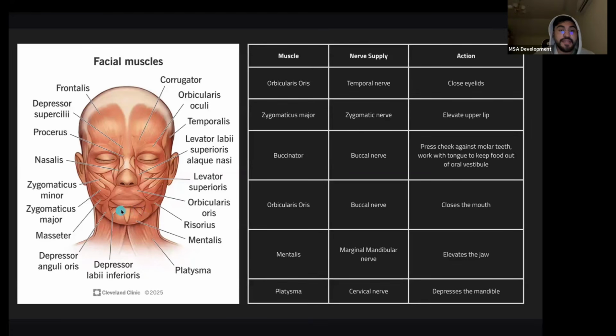All right. And then you have the platysma. Look at this muscle, platysma right here. So this helps in depressing your mandible, and it's supplied by the cervical nerve. So pretty straightforward, nothing really much to explain here. However, it's very important that you be able to identify them on the plastic models, and also on images like this, and try to know their nerve supply and their action. Okay.